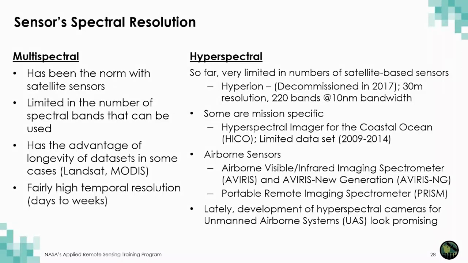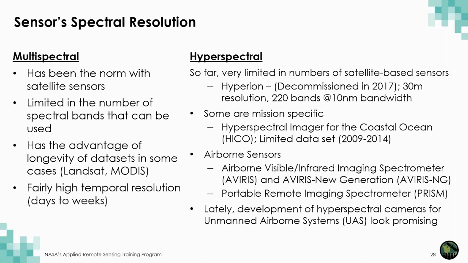Now, as I said, the optical sensors in general are either multispectral or hyperspectral. The multispectral ones have been the norm with satellite sensors, and the disadvantage is that they're very limited in terms of the number of spectral bands that can be used. But they have the advantage of the longevity of data sets, as in the case of Landsat and MODIS, among others, and the fairly high temporal resolution, typically from days to weeks.